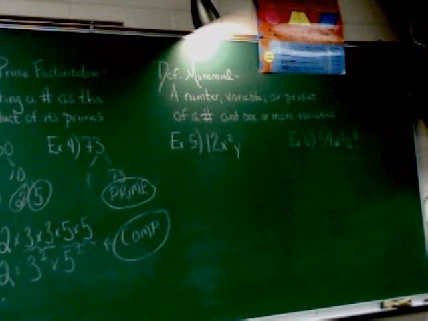In the last column, we're talking about monomials. Should be pretty much a new concept. A monomial is a number, variable, or product of a number and one or more variables.